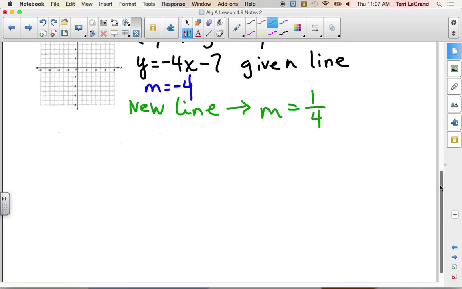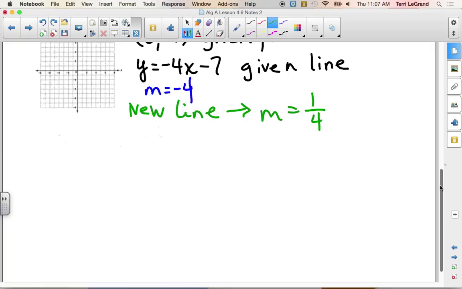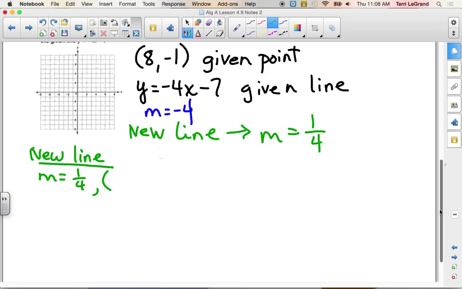Well, we're now working with our new line, you guys. I probably didn't do a very good job of setting that up there. We have m equals 1/4, and we know that we have to go through the given point, which was what again? (8, -1).